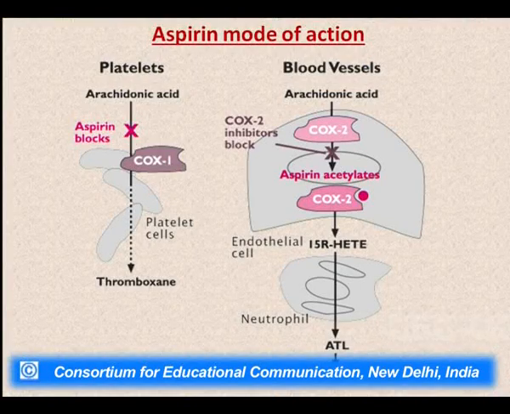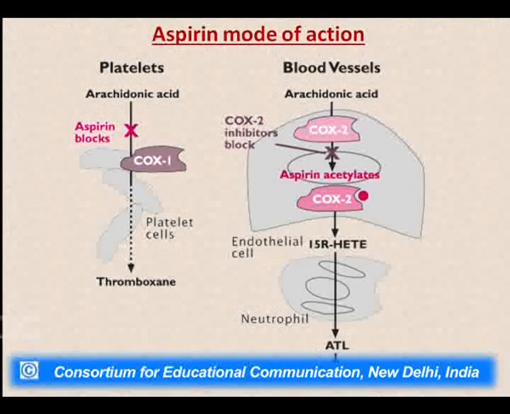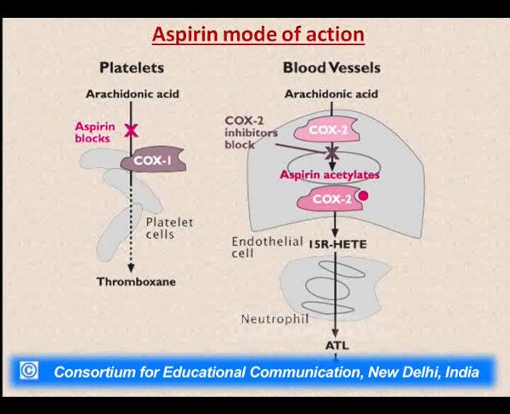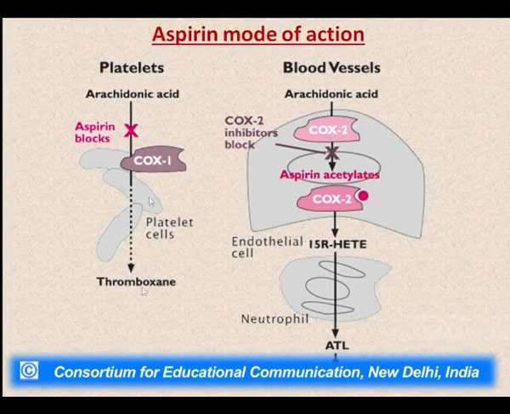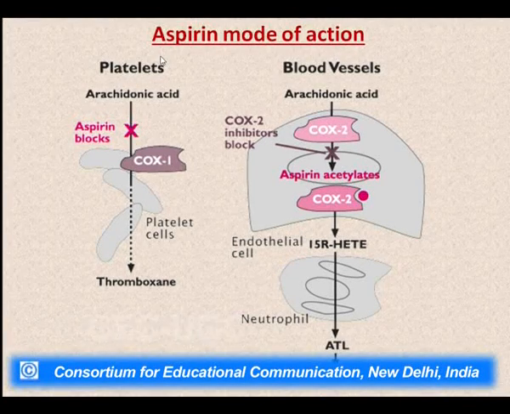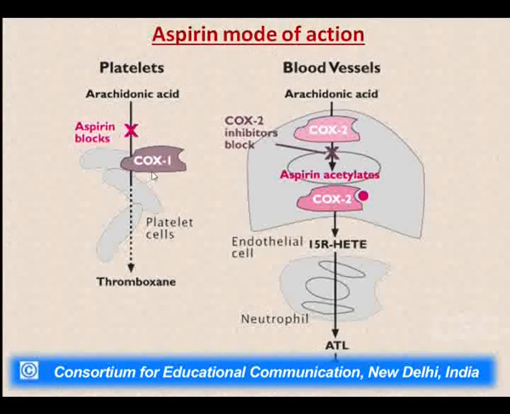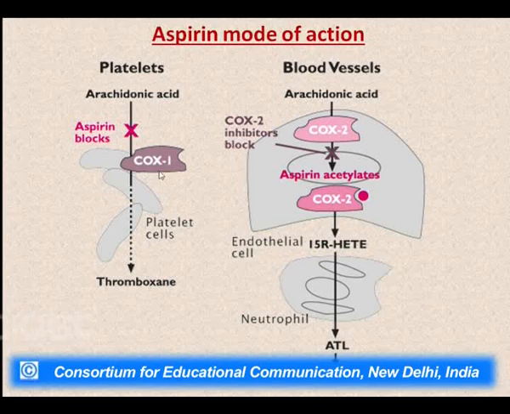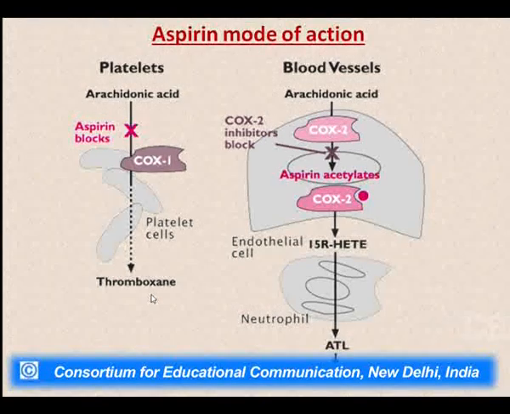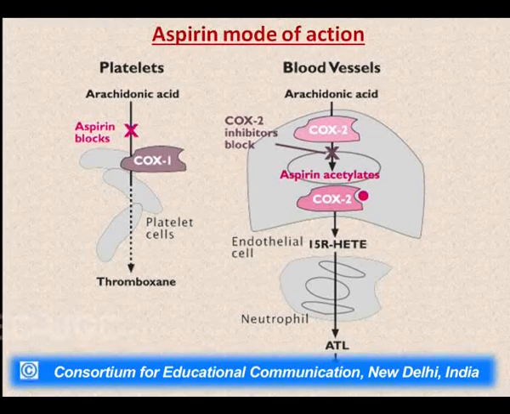Then, how does aspirin act in the body? What is the mode of action of aspirin? We are saying that aspirin is an anti-thickening agent in the blood. So, how does the thickening of blood take place? When platelets are in the blood, they produce arachidonic acid, which activates the enzyme COX-1. This COX-1 initiates the formation of thromboxane, which is a protein that initiates the thickening of the blood.